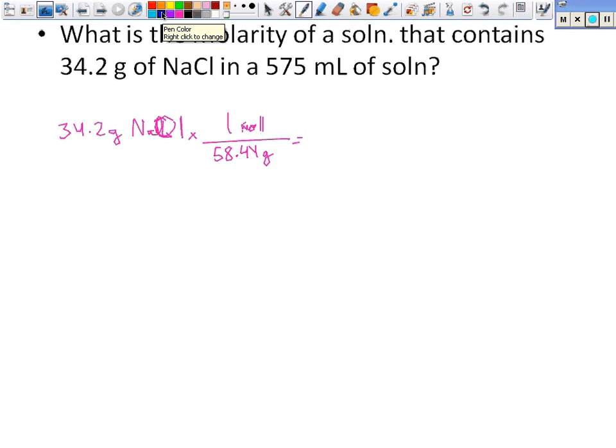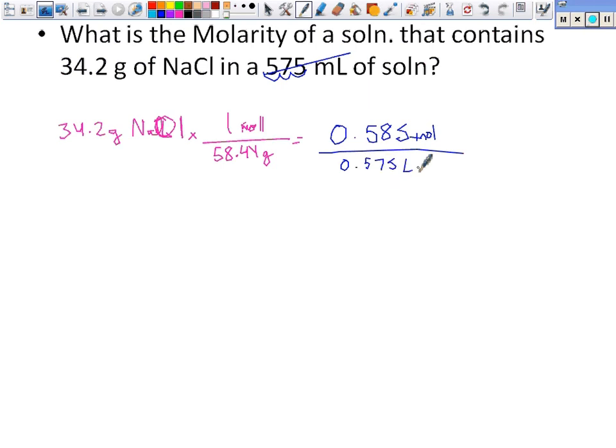0.585 moles of NaCl. Now, remember, molarity is moles divided by what, Clay? Liters, but what's wrong? Okay, so that's a simple conversion. You shouldn't have to do anything in your head. All you have to do is move the decimal which way? So it's going to be 0.575 liters. And so here's how you can write it. Go ahead and give me that answer, please.